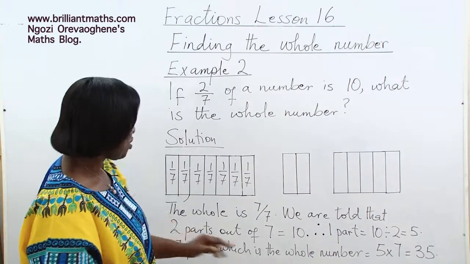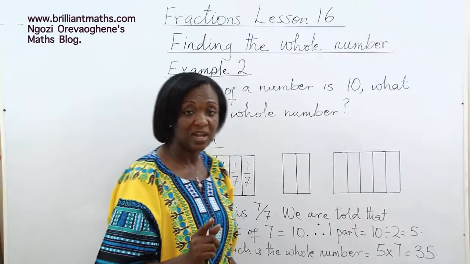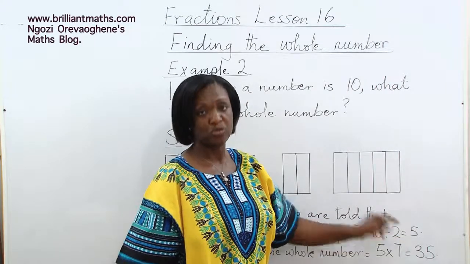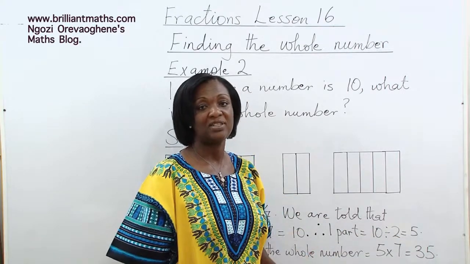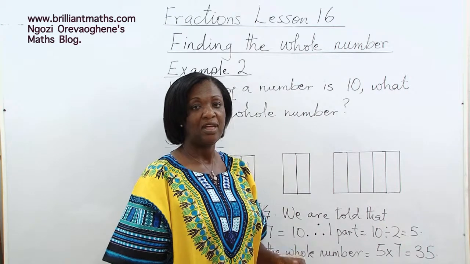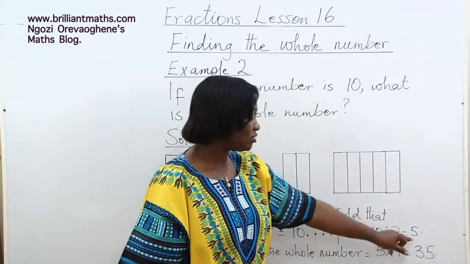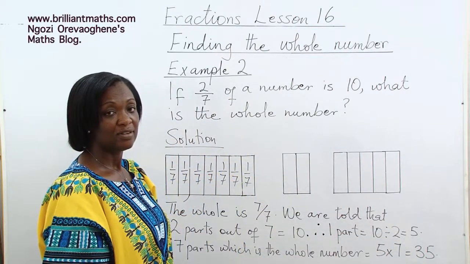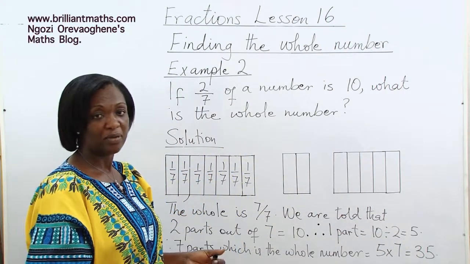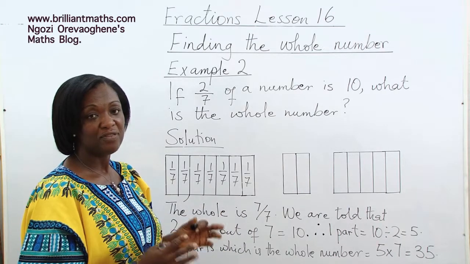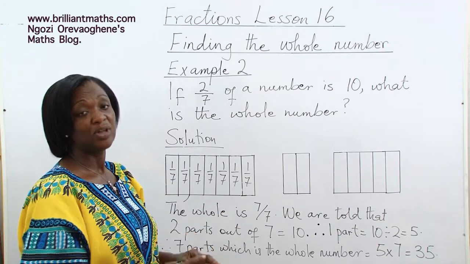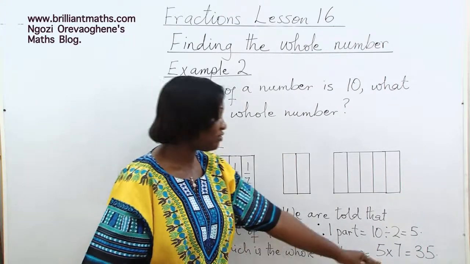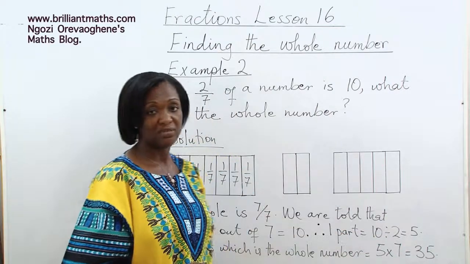So if 2 parts is equal to 10, that means that 1 part will be 10 divided by 2, because it's 2 parts that is equal to 10. Therefore, 1 part is equal to 5. So if we have that 1 part is equal to 5, how do we find the whole number? We'll multiply 5 by 7 because there are 7 parts. So 7 parts, which is the whole number, is equal to 5 times 7, which is 35.